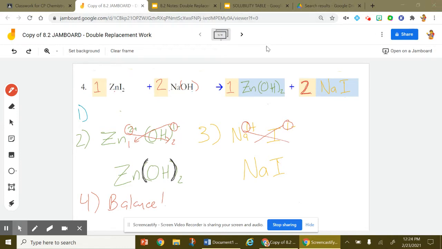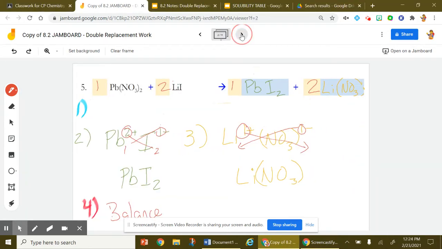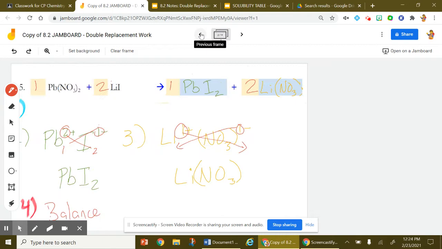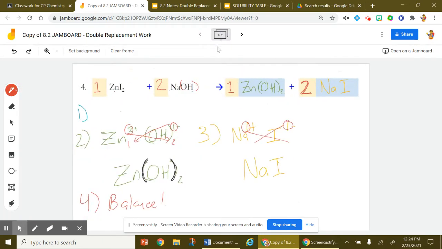So I'm starting off actually where my last video ended. I completed the double replacement reactions for the first three problems on your homework, 1, 2, and 3. This is actually problem 4, 5, and 6. Now what I'm going to do is go through each of these problems to determine whether or not a chemical reaction even occurs.